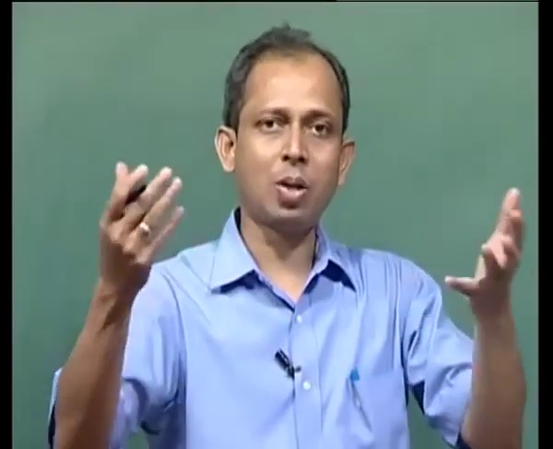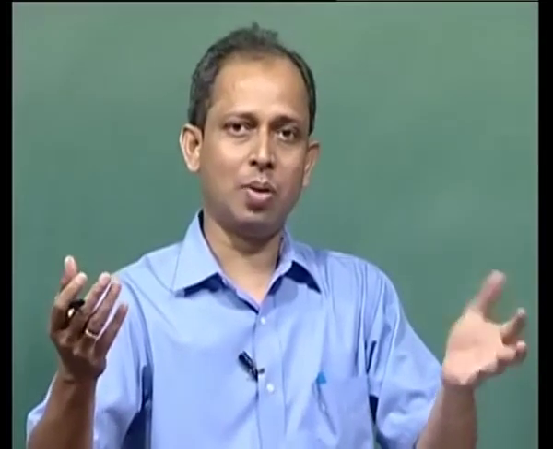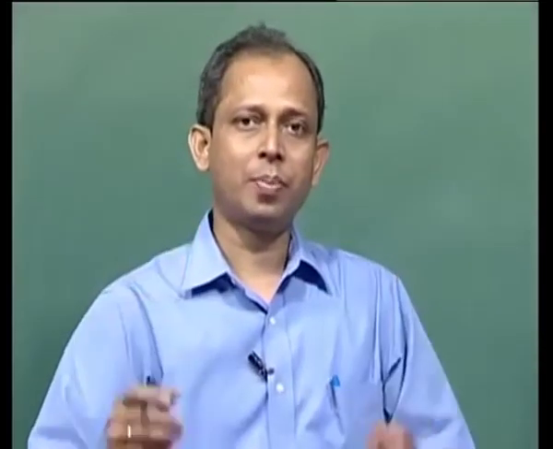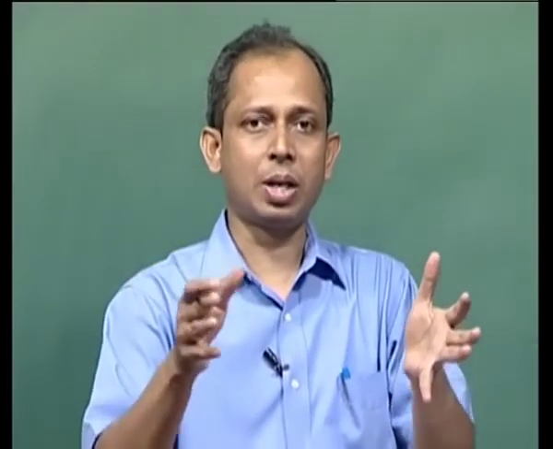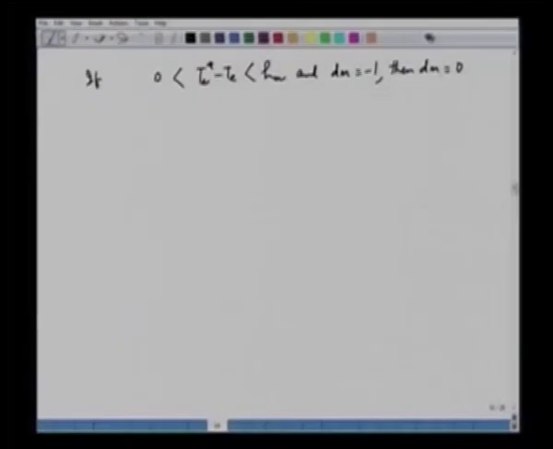Only when it goes beyond the band, then the torque will be controlled. If it is within the band, then the torque will be safe, so we may not increase or decrease the torque. So this is dm equal to 0, and in a similar fashion we can say that if T star minus Te is greater than minus of Hm, less than 0, and dm equal to plus 1, then dm is equal to 0.